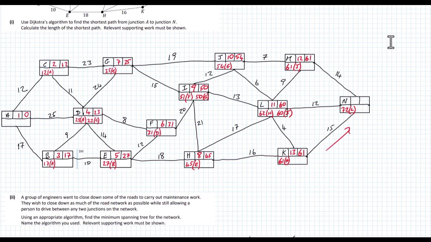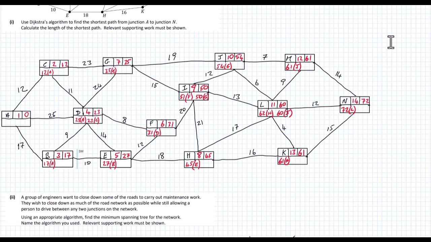Going up here to the sink node then, we've got 61 plus 15, so that's 76. That's bigger than 72, so we don't include it. So our final working value in our sink node is going to be 72, and that's number 14. Okay, so that's the first part of this question.